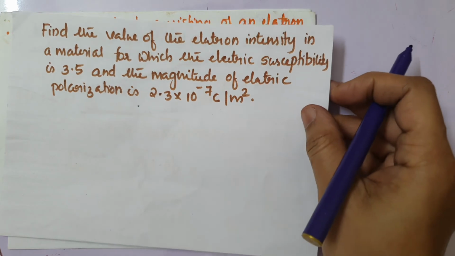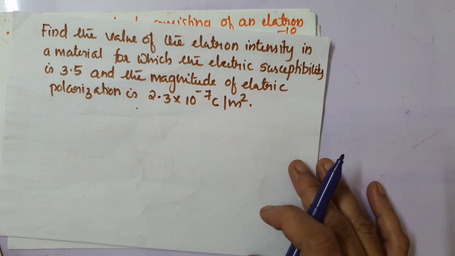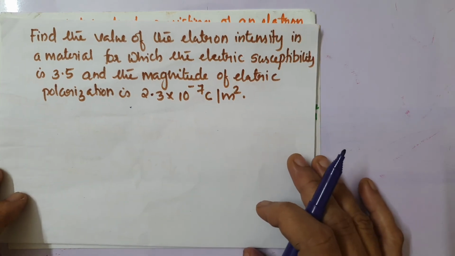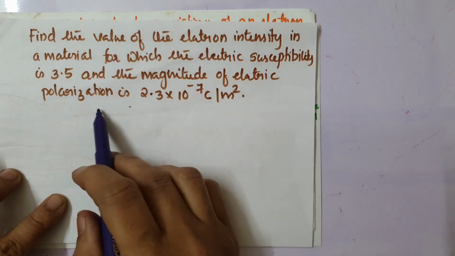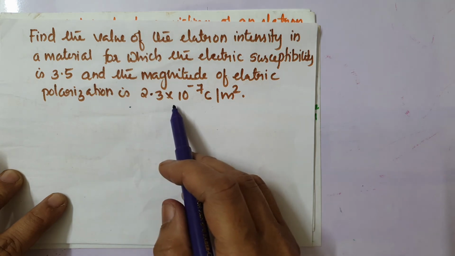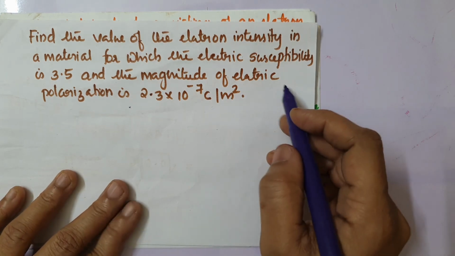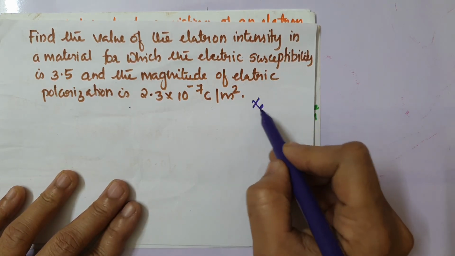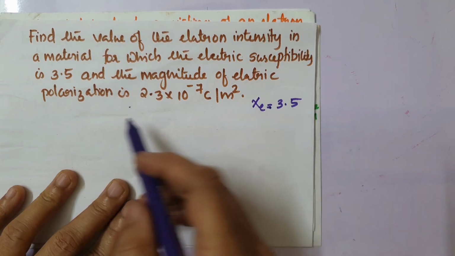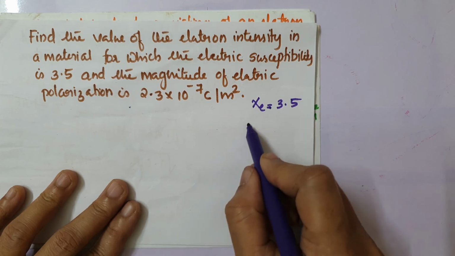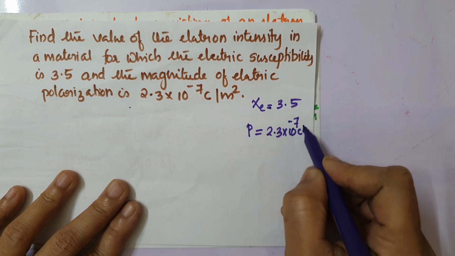And the next question is, find the value of the electric field intensity in a material for which the electric susceptibility is 3.5 and the magnitude of electric polarization is 2.3 into 10 raised to minus 7 coulomb per meter square. Here the electric susceptibility chi is given as 3.5, and the polarization P is given as 2.3 into 10 raised to minus 7 coulomb per meter square.